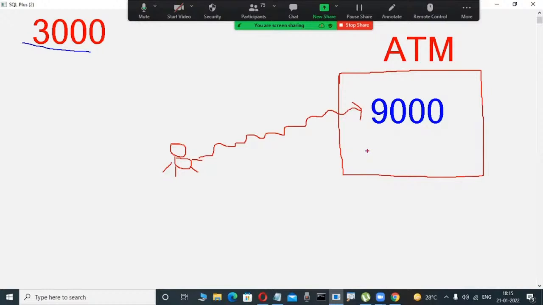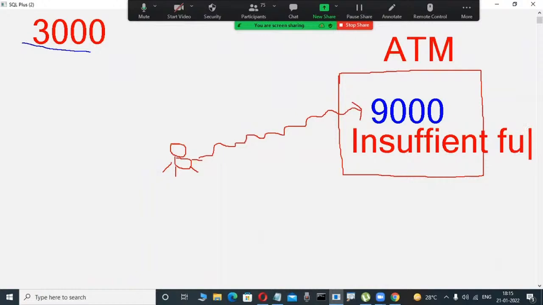In this case, it will give a message. You are observing, on your ATM machines, some messages are displayed. Suppose the message is insufficient funds. Why? Because here your balance is low, 3,000, but you are trying to retrieve more than 3,000, that is 9,000, 8,000, 7,000 like that. How is it possible? In that case only, the insufficient funds message will be displayed. But how is this message possible?